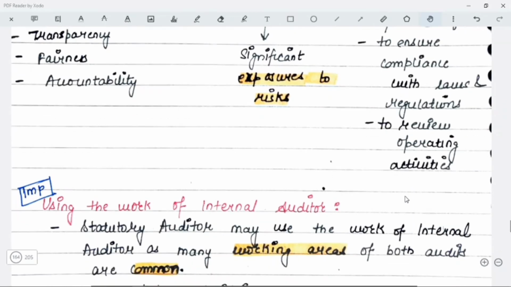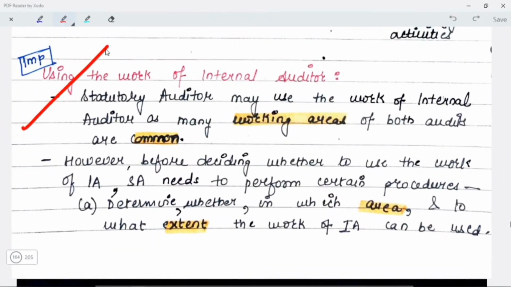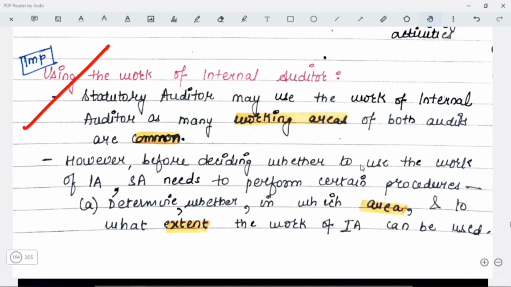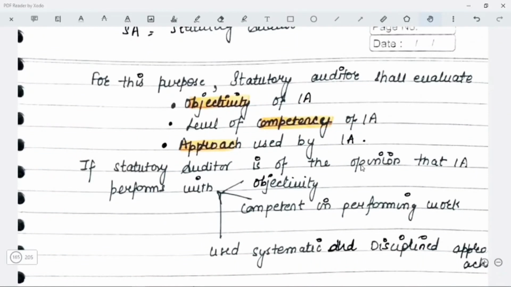Now, using the work of internal auditor. First of all, statutory auditor may use the work of internal auditor as many working areas of both the audits are common. However, before deciding whether to use the work of internal auditor, the statutory auditor needs to perform certain procedures. First of all, he will have to determine whether, in which area and to what extent the work of internal auditor can be used. For this purpose, the statutory auditor shall evaluate the objectivity of the internal auditor, the level of competency he has, and the approach which is being used by the internal auditor.